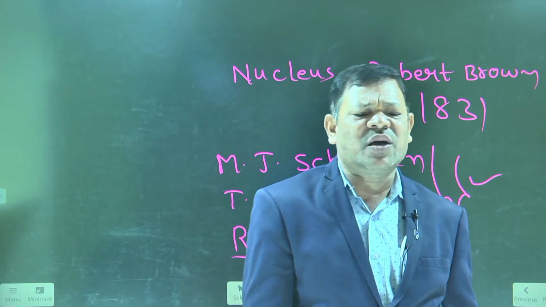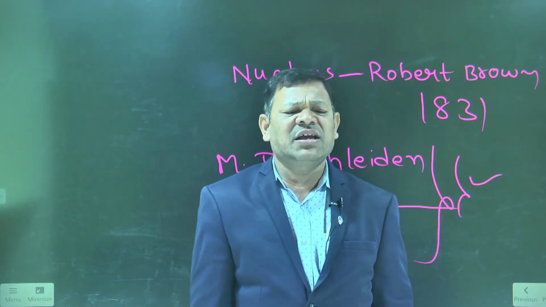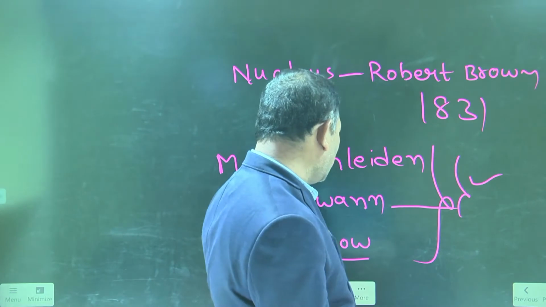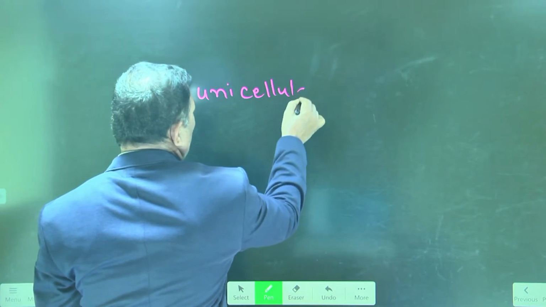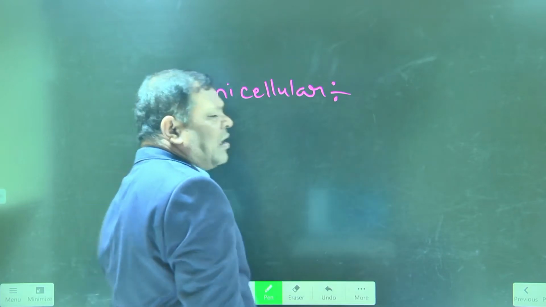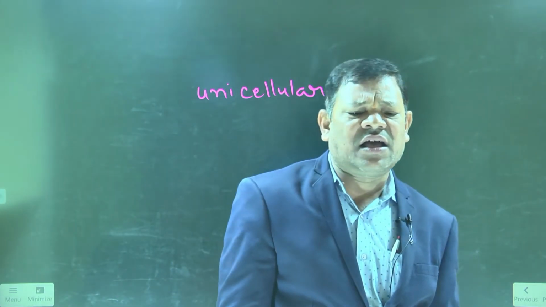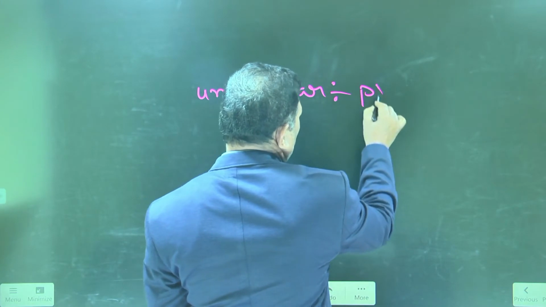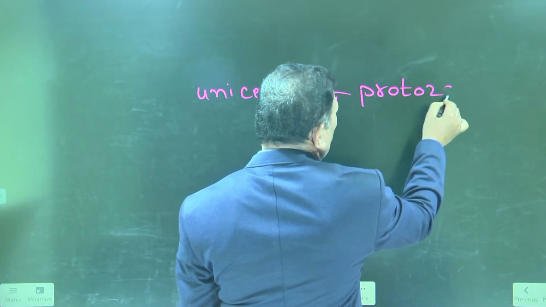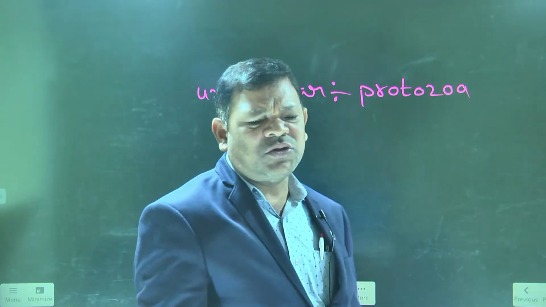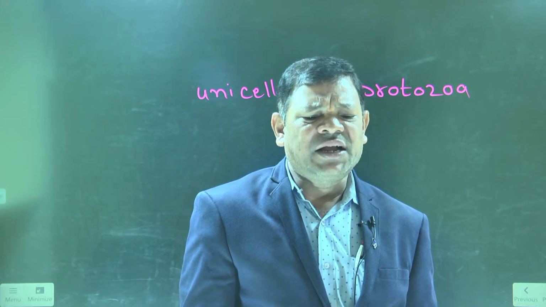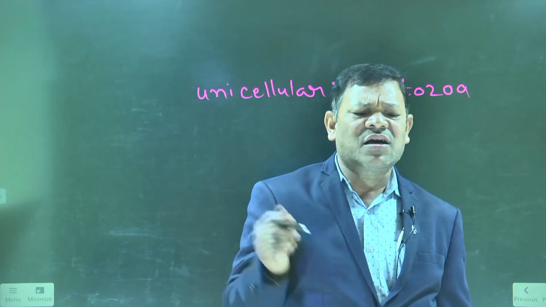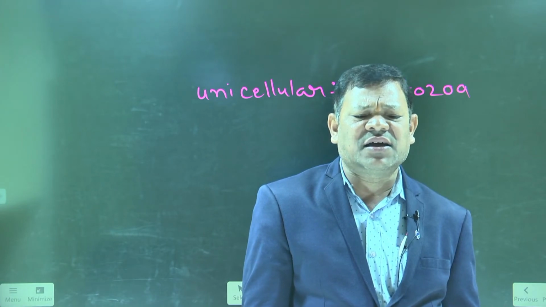Next, now coming to the point. What is the meaning of unicellular organism? Very good, excellent. Which phylum does the unicellular organism belong to? Protozoa phylum. In the protozoa phylum, you know very well, amoeba, euglena, paramecium, Entamoeba histolytica, these organisms are examples of unicellular organisms.